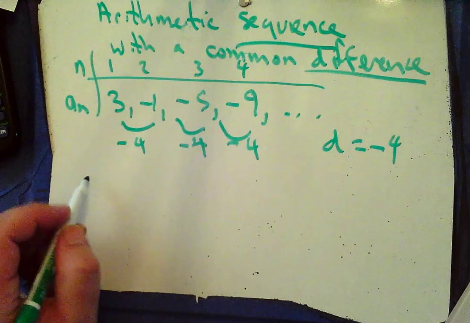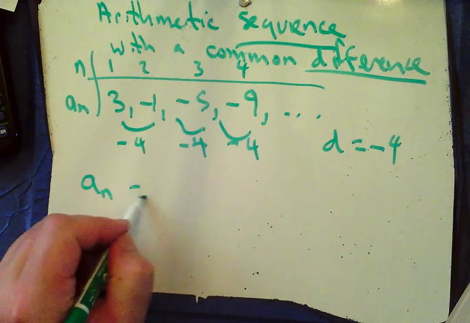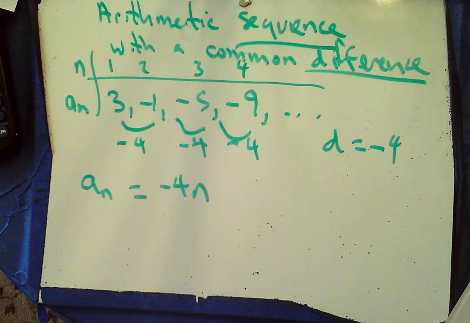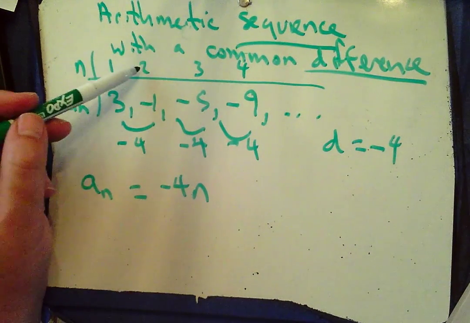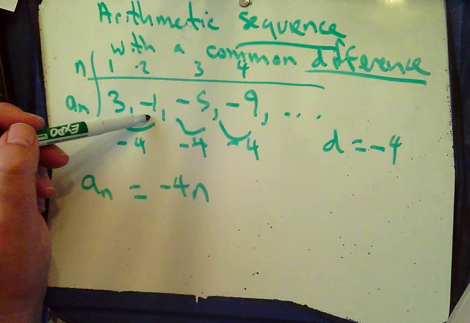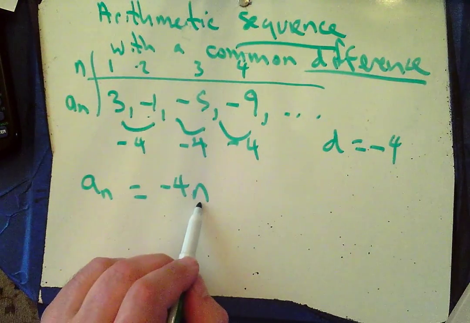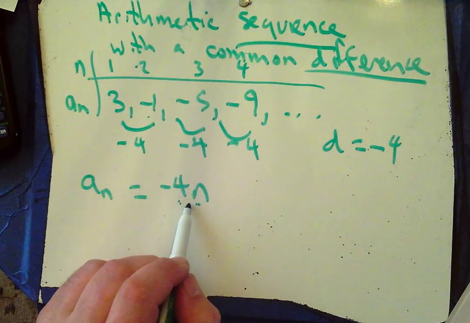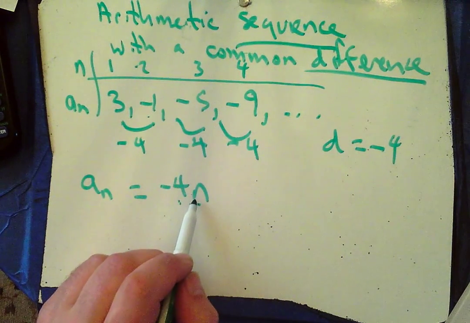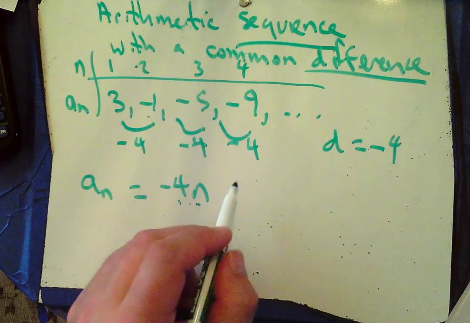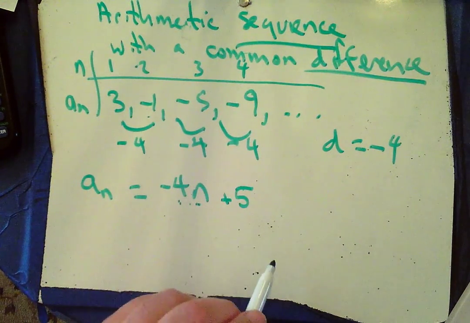Now I'm going to take that common difference and multiply it times n. The third step was to test one of these n values. If I plug in a 2, the value should be negative 3. But if I plug in a 2 here, I get negative 8, not negative 3. What do I have to do to the negative 8 to get to the negative 3 that I want? Is it add 5?